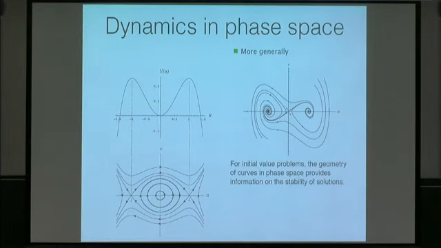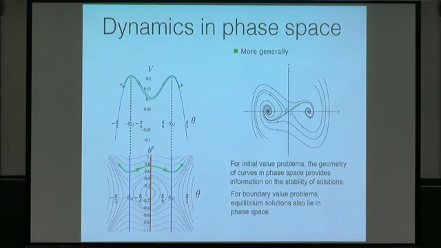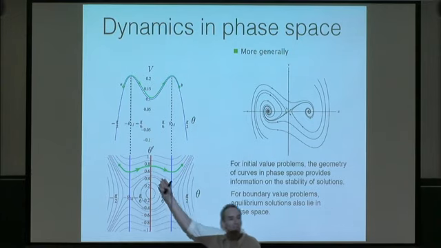Okay? But what about boundary value problems? I can find boundary value problems extended in space, for instance rods, where I have a finite solution. And I can also draw, like in this case, I'll show you an example in a second, a solution, like this green solution. If I look at this green solution, can I say anything about the stability?